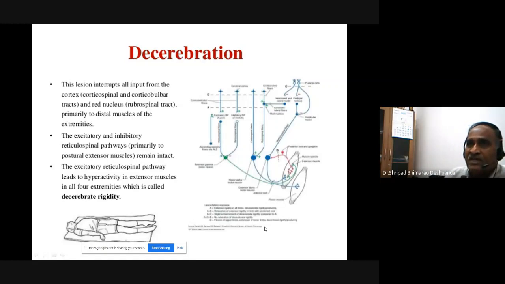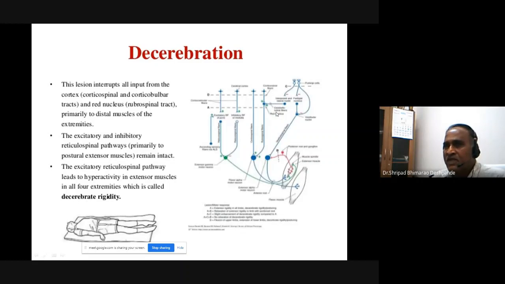Now, the aspect here, what is happening, where are we in this situation. In this situation, we are in A. The lesion interrupts all input from the cortex, the corticospinal and corticobulbar tracts, and the red nucleus, the rubrospinal tract.